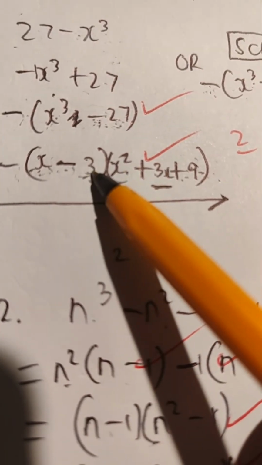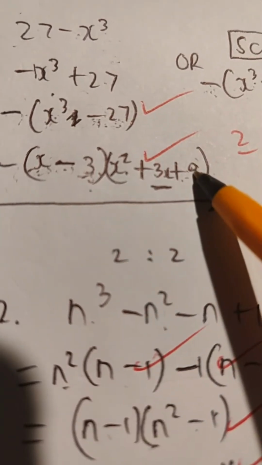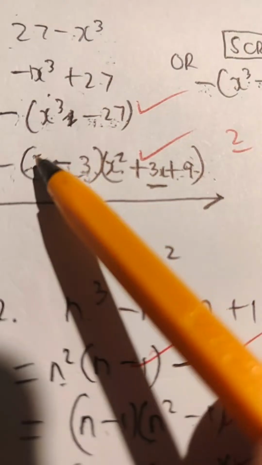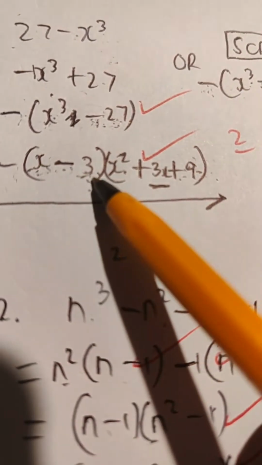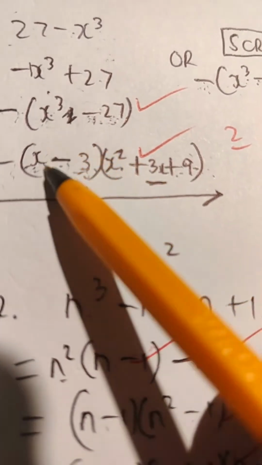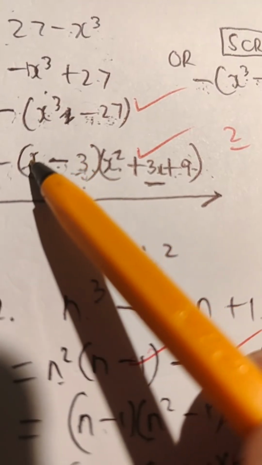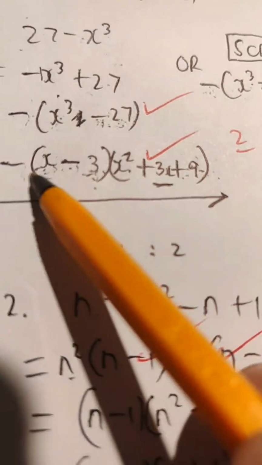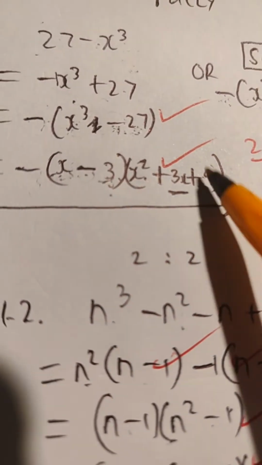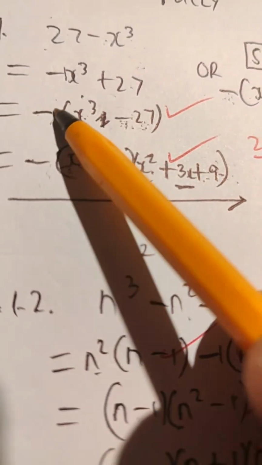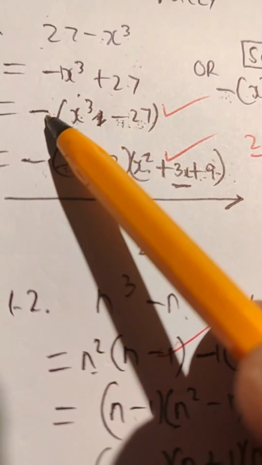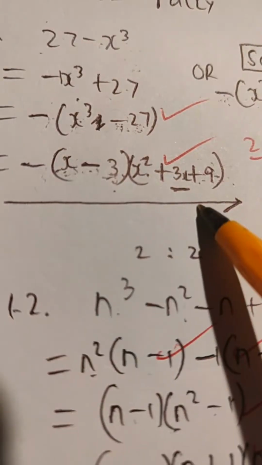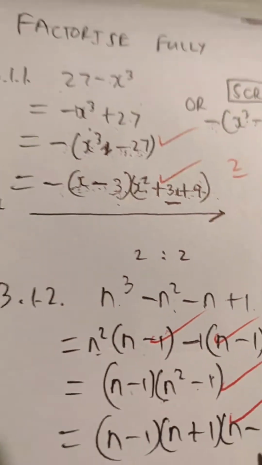Square of 3 is 9. To get the middle term, you multiply x and 3, ignoring the sign. If you multiply x and 3, you get 3x. And that completes your factorization. Do not forget to bring down that negative sign that you took as a common factor to your final answer. And then that completes that factorization.